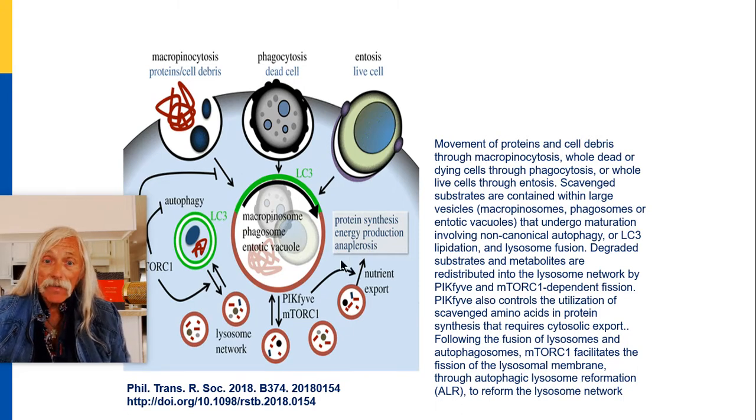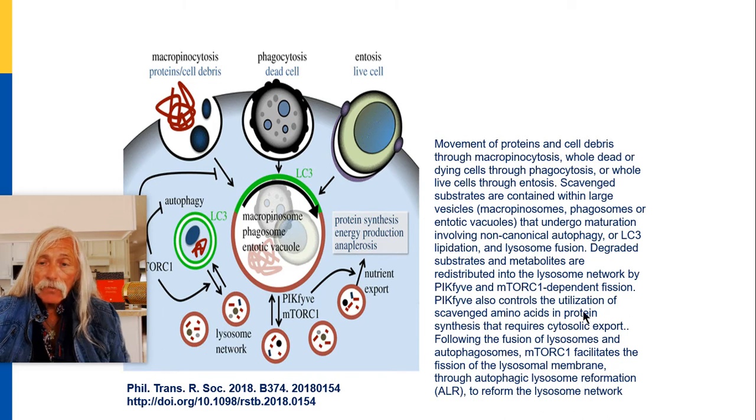So just to finish off this first slide, degraded substrates and metabolites are redistributed into the lysosomal network via, as I told you, the PIC5 and the mTORC1. There's a fission reaction that will occur ultimately, and the PIC5 also controls the utilization of scavenged amino acids because of proteolytic degradation of proteins, and those can be reused, as I said, for protein synthesis.